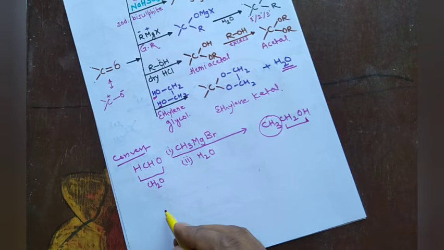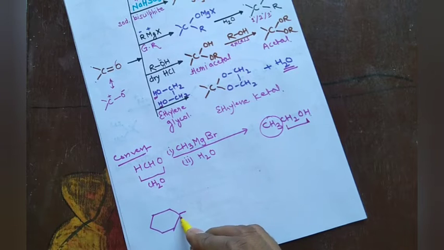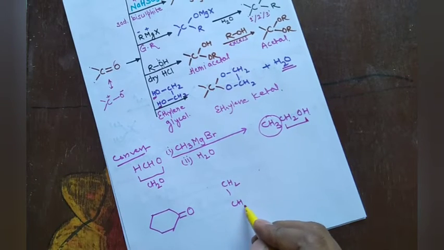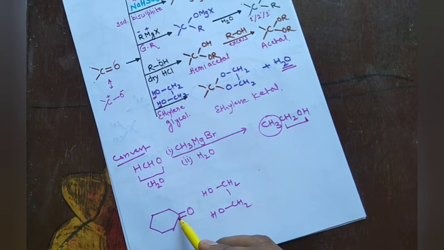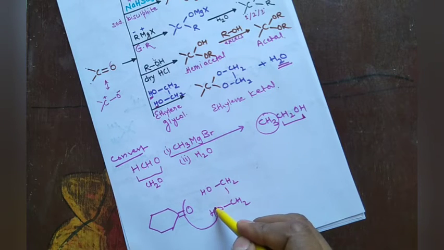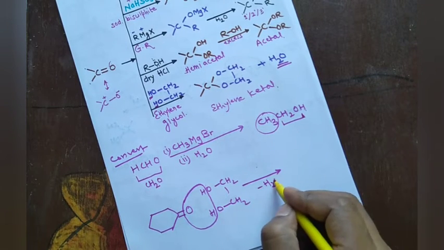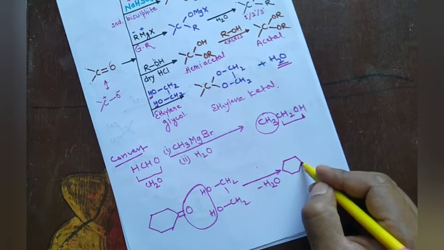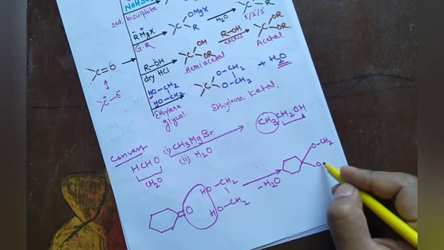Suppose it is asked like this: complete the following reaction. This is the carbonyl compound cyclohexanone. Oxygen from this, hydrogen from this, and hydrogen from this will be removed as water. And what is formed? The ethylene ketal of cyclohexanone.